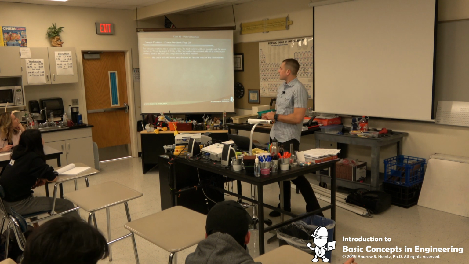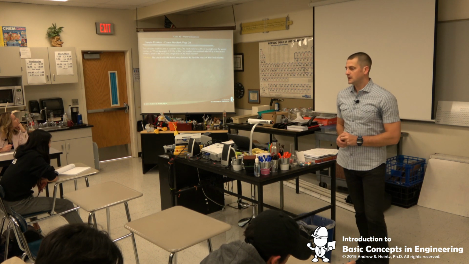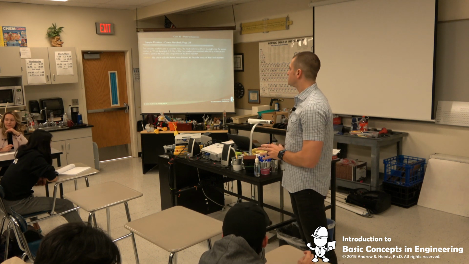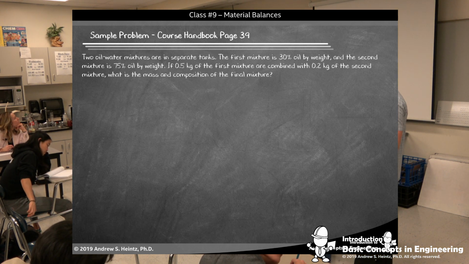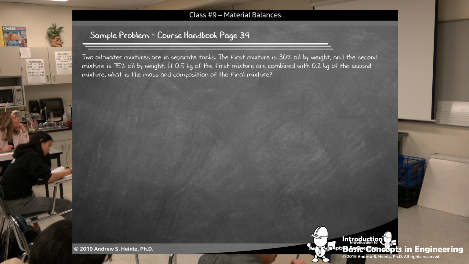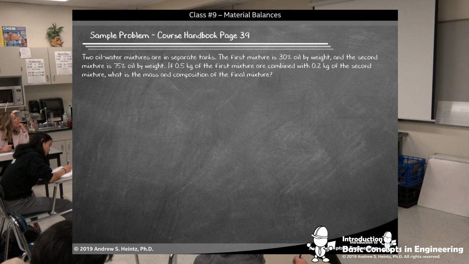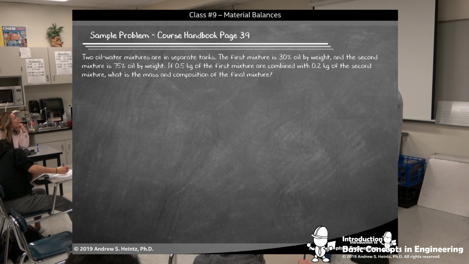All right, so I'd like you to go to page 39 in your handbook, please. This is a very simple example of a batch process. Two oil-water mixtures are in separate tanks. The first mixture is 30% oil by weight, and the second mixture is 75% oil by weight. If 0.5 kilograms of the first mixture is mixed with 0.2 of the second mixture, what is the mass and composition of the final mixture?